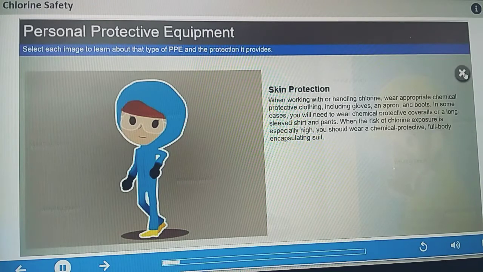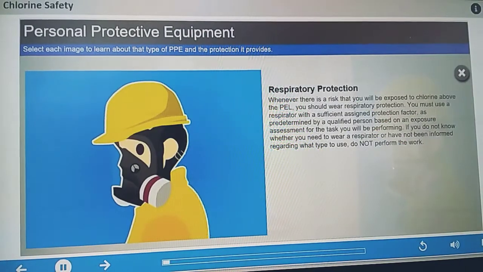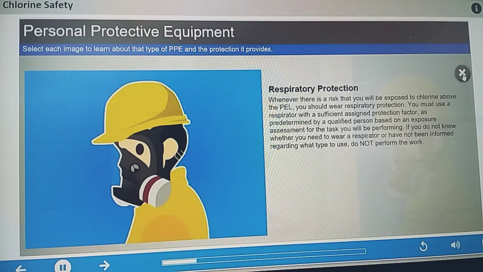When working with or handling chlorine, wear appropriate chemical protective clothing, including gloves, an apron, and boots. In some cases, you will need to wear chemical protective coveralls or a long-sleeved shirt and pants. When the risk of chlorine exposure is especially high, you should wear a chemical protective full-body encapsulating suit. Whenever there is a risk that you will be exposed to chlorine above the PEL, you should wear respiratory protection. You must use a respirator with a sufficient assigned protection factor, as predetermined by a qualified person based on an exposure assessment for the task you will be performing. If you do not know whether you need to wear a respirator or have not been informed regarding what type to use, do not perform the work.